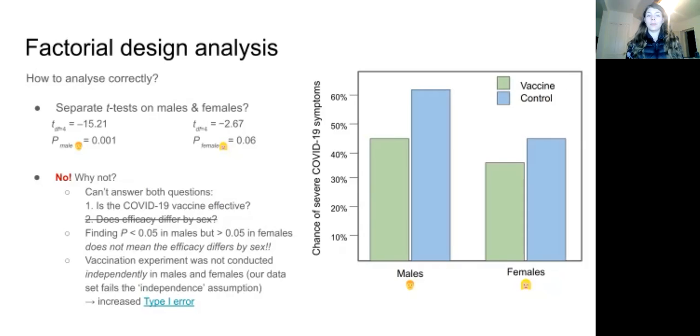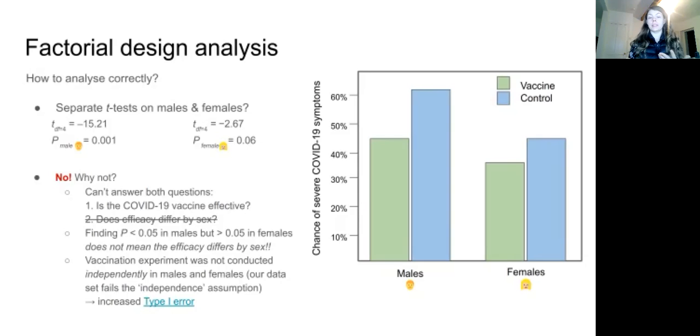So this is not the way to do this for two primary reasons. The first, remember, one of our two questions was about the interaction between sex and vaccination. Doing two separate t-tests doesn't allow us to look at this effect. Although we found p less than 0.05 in males and greater than 0.05 in females, this does not mean that the vaccine is effective in males and not effective in females.